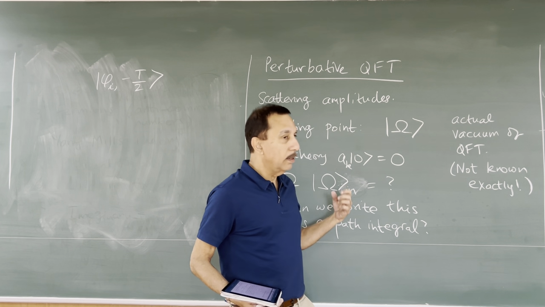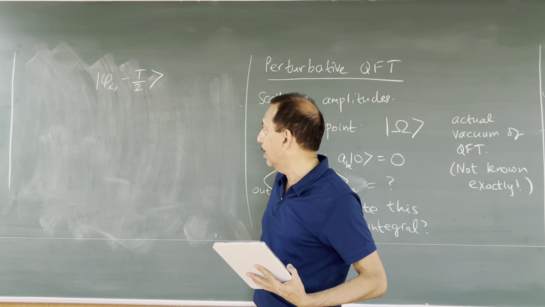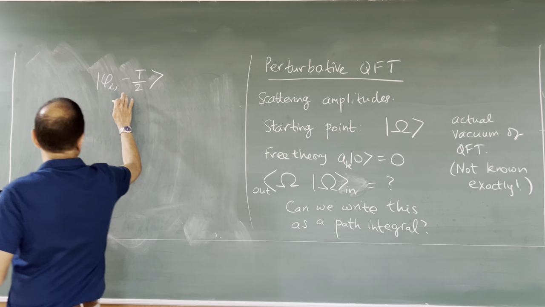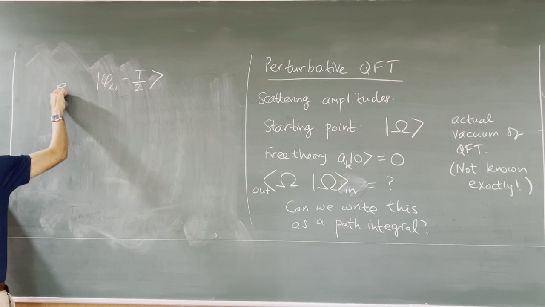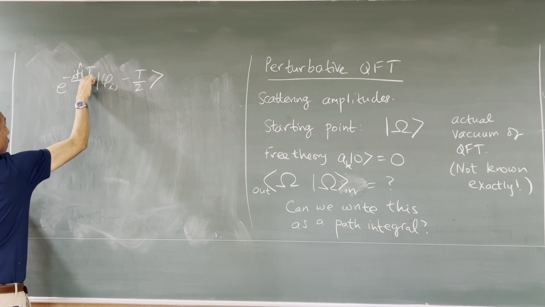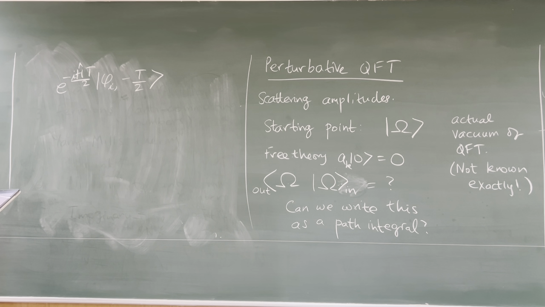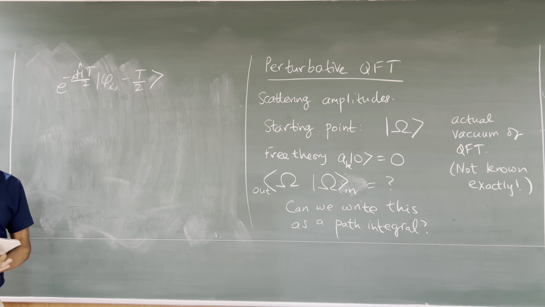But this isn't a field eigenstate, and this is what I want to relate to a field eigenstate. This is a field eigenstate, and what I'm going to do is multiply this by e to the minus iHT by 2. The 2 doesn't matter so much. But as you can see, by doing this, I'm propagating it to time 0, halfway, half of my time interval.